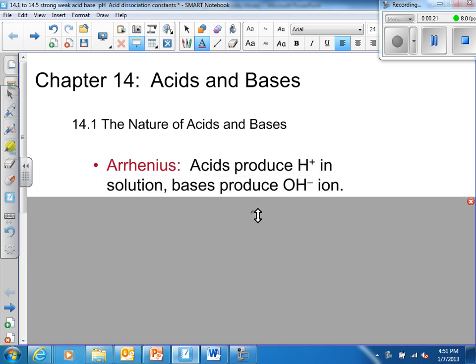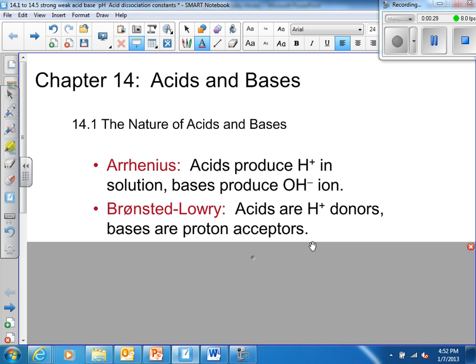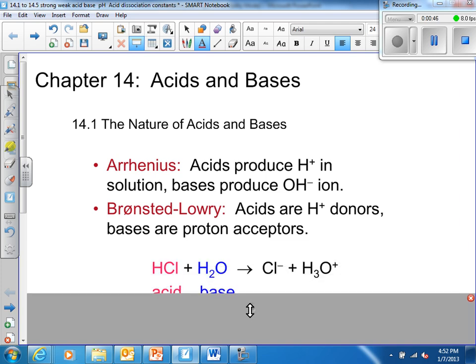We have the Arrhenius definitions. Acids produce H plus in solution. Bases produce OH minus. There's another definition, the Bronsted-Lowry. Notice if you produce an H plus, it's just a proton. So acids are proton or H plus donors. They give away H pluses. Bases are proton acceptors. They accept H pluses.